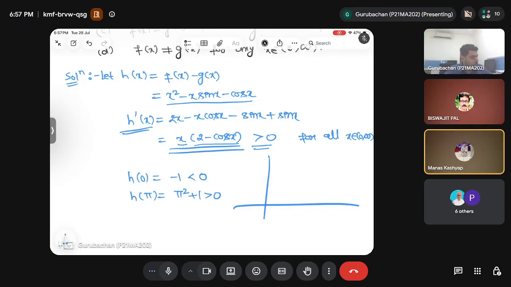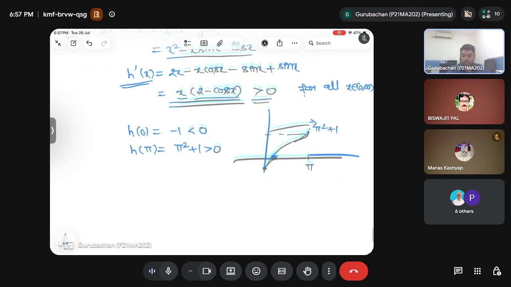Okay. Our h dash x is guaranteed always positive. I'm just explaining further. At pi, it is giving some pi square plus 1 value, and at 0, it is minus 1. So obviously, it must cross your x-axis. I'm just drawing a graph. So there must be a root.